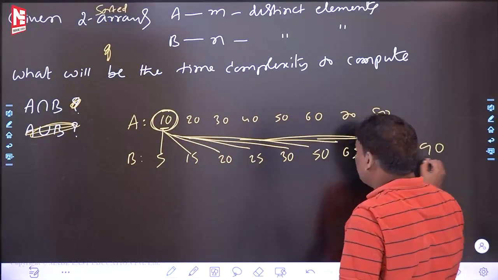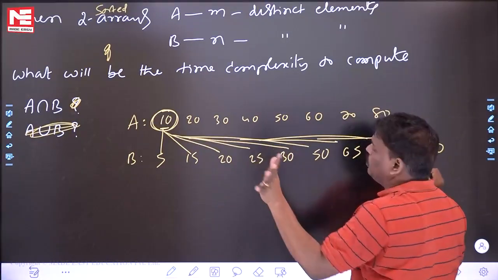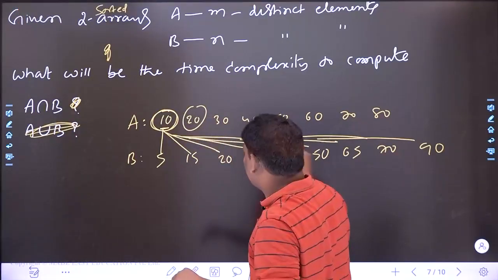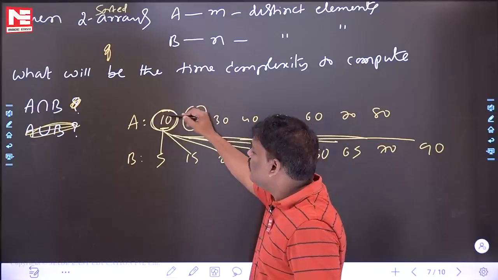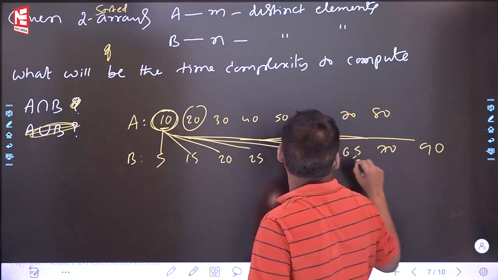10 will ask every person, is there any matching like me? So that I will print. If anyone is there, print it. Otherwise, don't print. Same way, 20 also will ask everyone. Worst case, 30 also will ask everyone. So the answer: for every element of A, do linear search in the B. Can you help me know what is the time complexity?